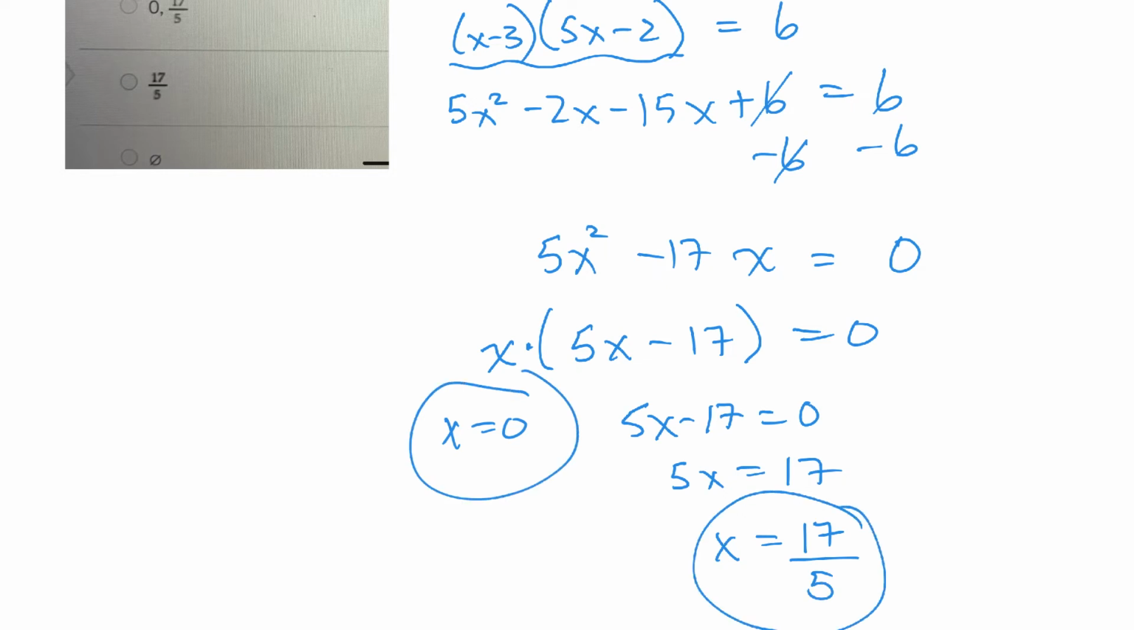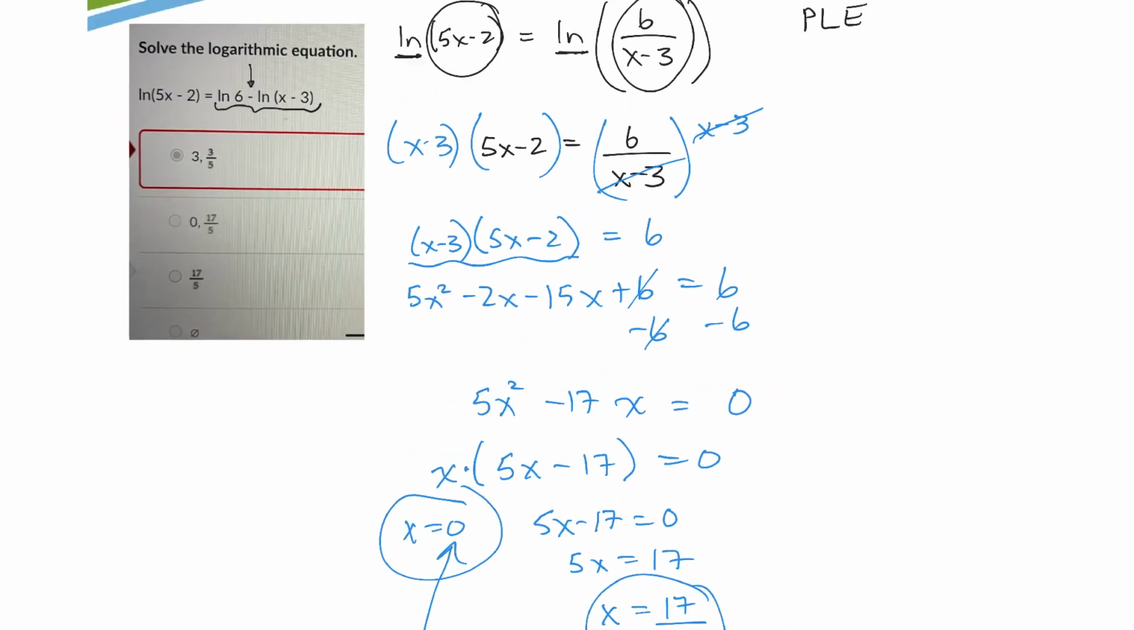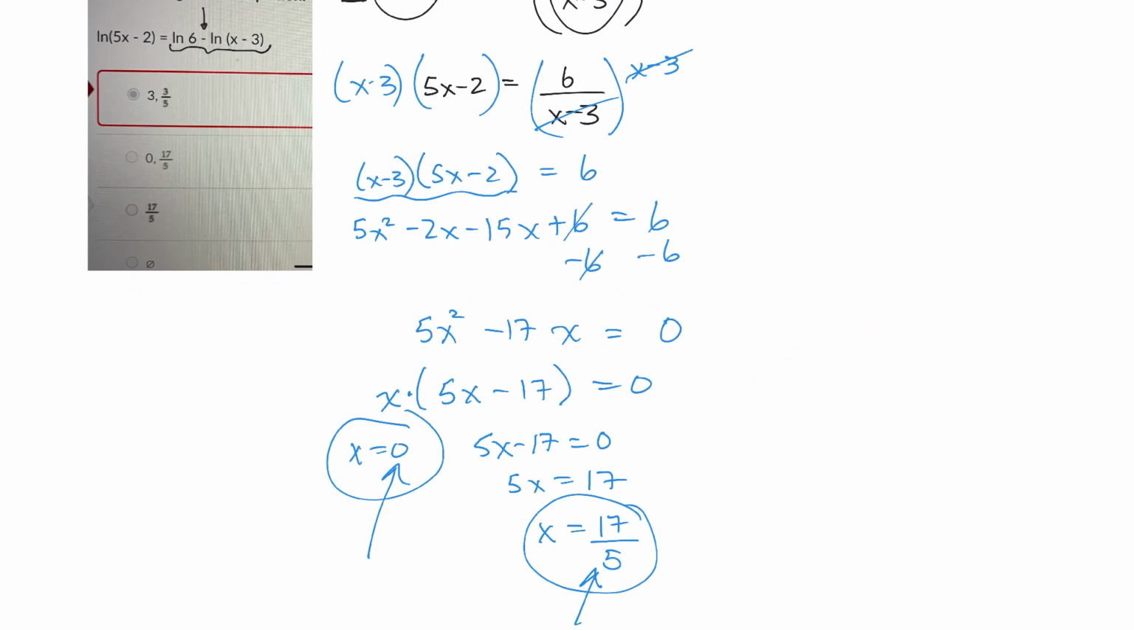I'm feeling fairly good. I do need to go back and check just to make sure that neither this answer nor this one gives me a negative sign under the logarithm. So if I put a 0 in here, 5 times 0 is 0 minus 2. That gives me the ln of a negative 2. If you try that on the calculator, it doesn't work. Same thing if I put a 0 in there. 0 taken away 3 is negative 3. The ln of negative 3 is undefined, and so I can't do that.